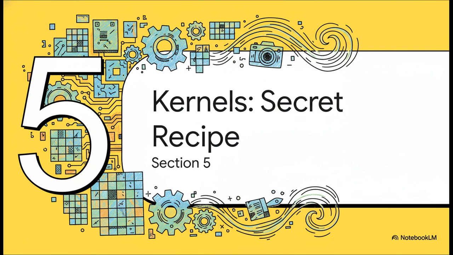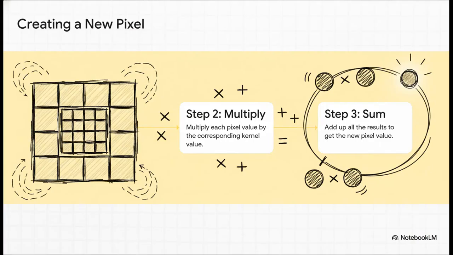Now, this is where it gets really, really cool. Because by simply changing the numbers in that tiny little kernel, you can get completely different effects. That kernel, it's the secret recipe. It's what can do everything from resizing an image, to sharpening it, to applying some creative filter. And you know what? The math itself is surprisingly easy.